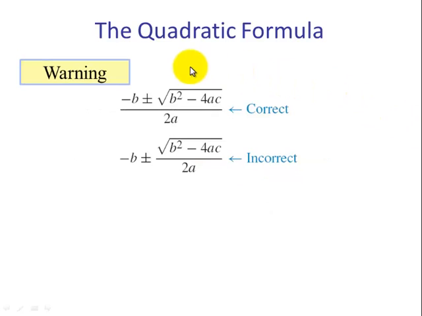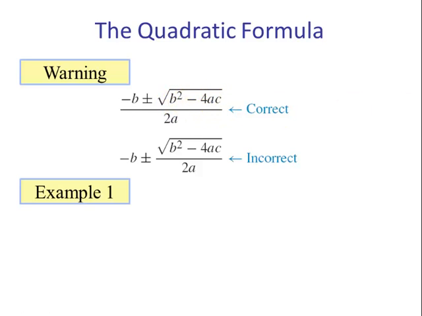A common mistake is to leave off the negative b when we are dividing by 2a. The 2a is dividing the negative b plus or minus the square root of b squared minus 4ac.